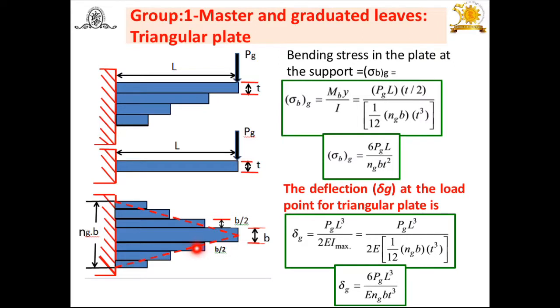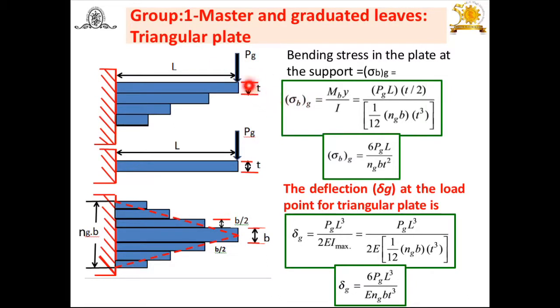The bending stress that we have to find out: when this PG acts here, the load which is taken by the graduated leaves, we can find the bending stress in the plate at the support, that means at this side. We can easily find how. Look, this is M B Y by I, where MB is the bending moment. Bending moment means PG into L.